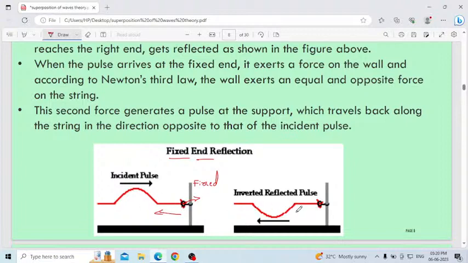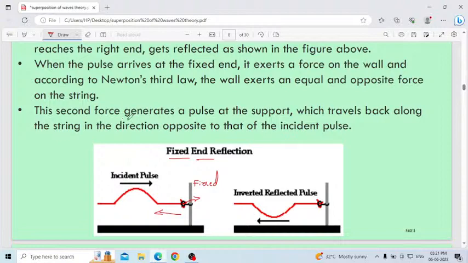Therefore, in the second picture you can observe this pulse will get inverted. It will move like this. Once it hits the fixed point, according to Newton's third law of motion, this rigid wall will exert an equal and opposite force in the opposite direction. Therefore, the pulse will get inverted and move in the opposite direction.